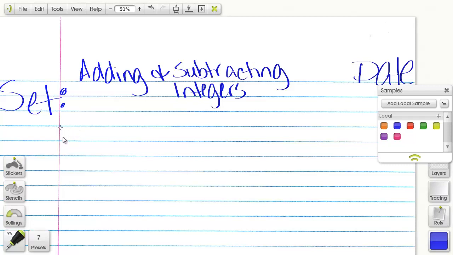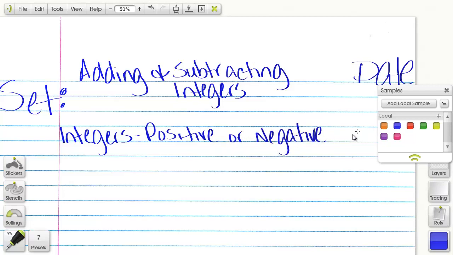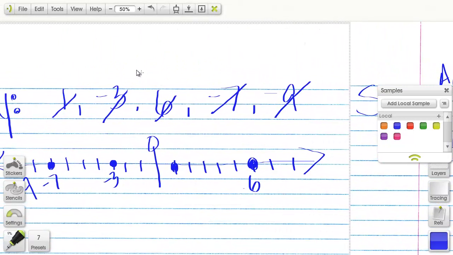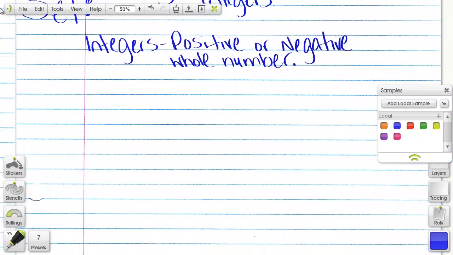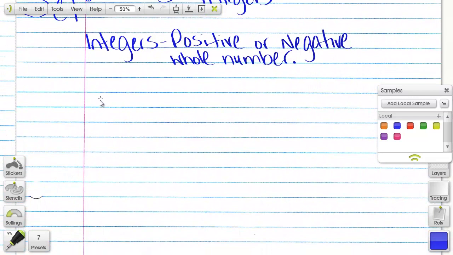Now let's go ahead and define integers one more time because we've already done it. But let's just make sure we all know what it is. An integer is a positive or negative whole number. The numbers that you plot on the left side, these are integers. Okay? Now when you add and subtract these, sometimes things get a little different than what we're used to. We're going to talk about addition first.